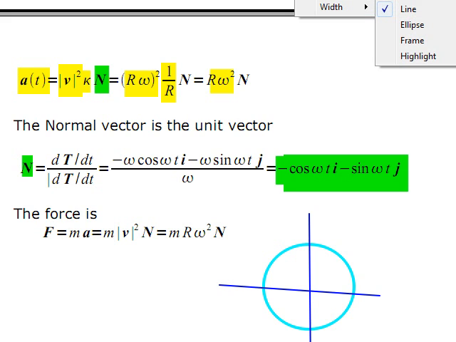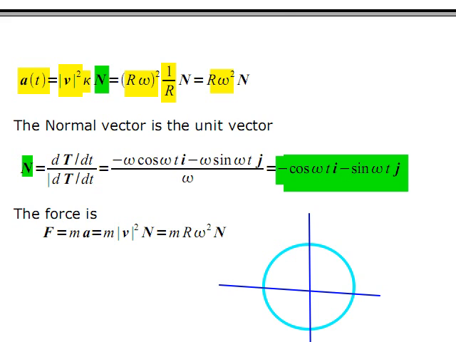Okay, so we look at this expression at different times. That's what we're looking at. So let's let t equals 0. When t equals 0, n equals, well, cosine omega t will be 1, so that's minus i, and then sine is 0, so 0j. So that will give me a vector from here pointing in the negative i direction.